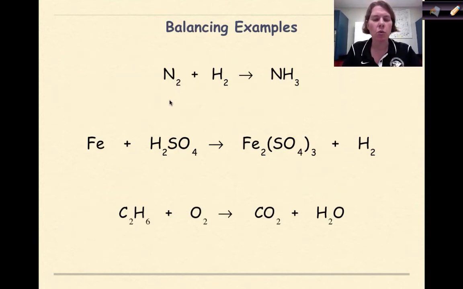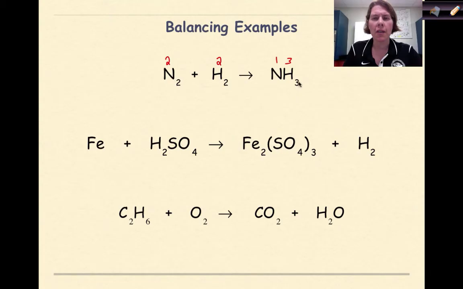Let's look at this first one here. Diatomic nitrogen, diatomic hydrogen, and ammonia. First thing that I'm going to do is count the number of elements that I have. So I have 2 nitrogens, 2 hydrogens, 1 nitrogen on my product side, 3 hydrogens over here. Now there's 2 ways that I could approach this. Both of these elements appear only once, symbolically, on each side of the equation. For this one, it doesn't really matter whether I start with the nitrogen or the hydrogen. I'm going to start with the hydrogens just because there's more of them.